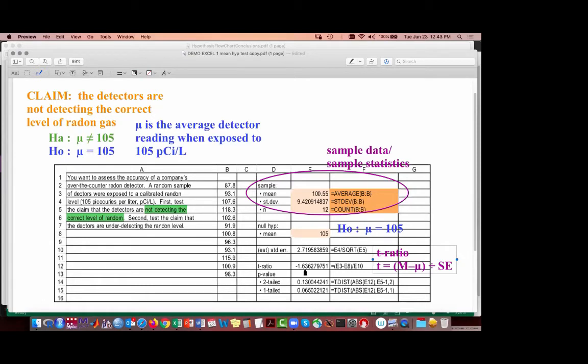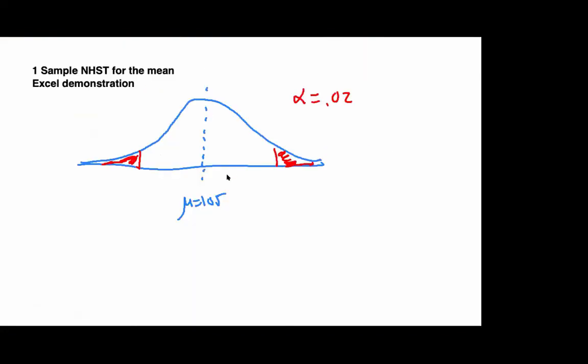So summarizing this information, if I go back to the whiteboard, we saw that for our problem, the t ratio was negative 1.636. The p-value for that t ratio, the p-value for our two-tailed test, was 0.13 and change. This is very clearly greater than alpha. So our implication is that we fail to reject the null.